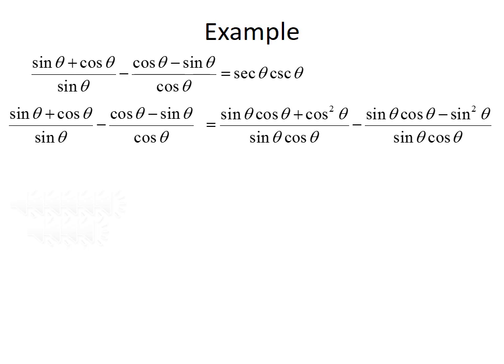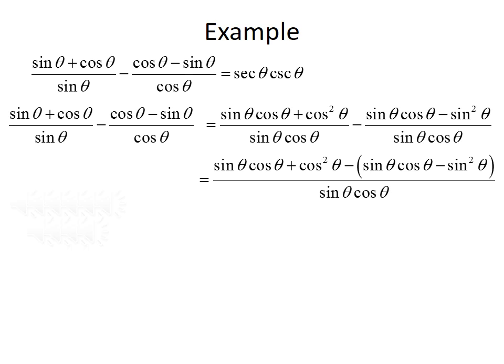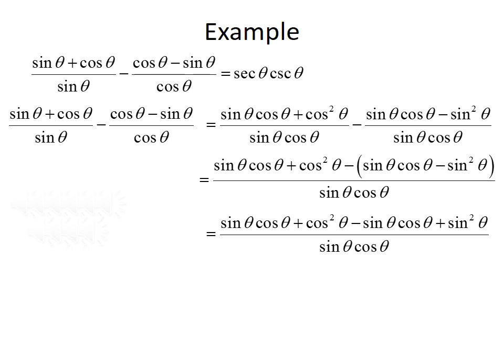So we'll have sine theta cosine theta minus sine squared theta all over sine theta cosine theta. Now that we have a common denominator, we can put this all together in one fraction, so that'll be sine theta cosine theta plus cosine squared theta minus sine theta cosine theta minus sine squared theta all over sine theta cosine theta. If we distribute the negative sign through the second term in the numerator, we'll get sine theta cosine theta plus cosine squared theta minus sine theta cosine theta plus sine squared theta all over sine theta cosine theta.